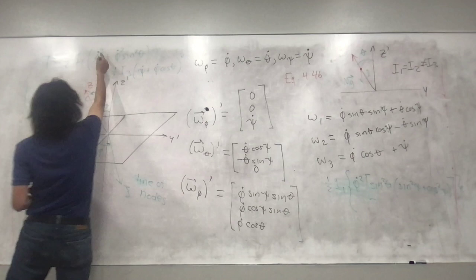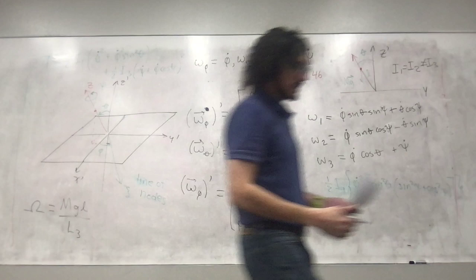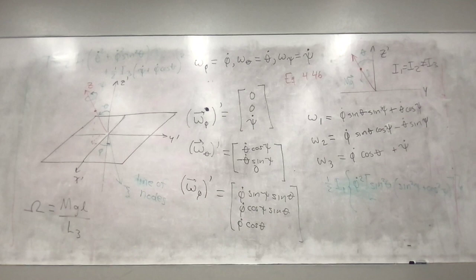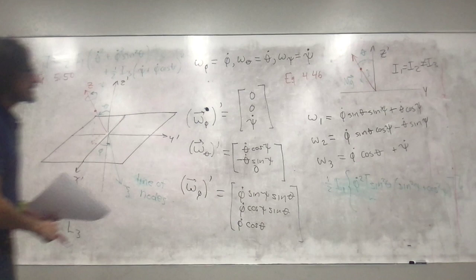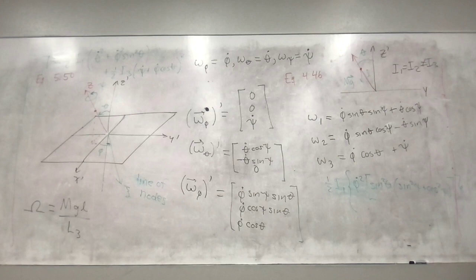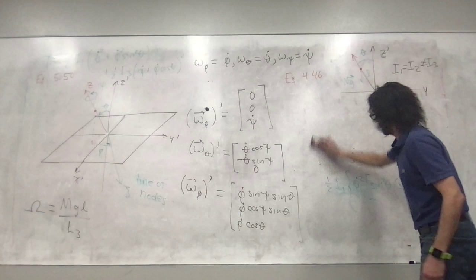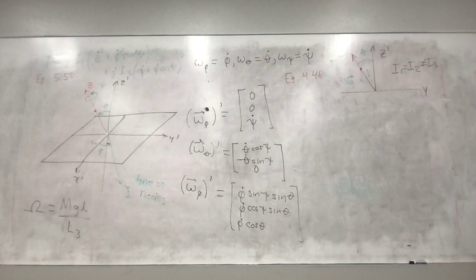But this one is correct. It is the same as the book. It is equation 5.50. Okay, let me get the potential energy very quickly. We're going to use what we had before for the cross product, but instead of having a cross product, we have the dot product.